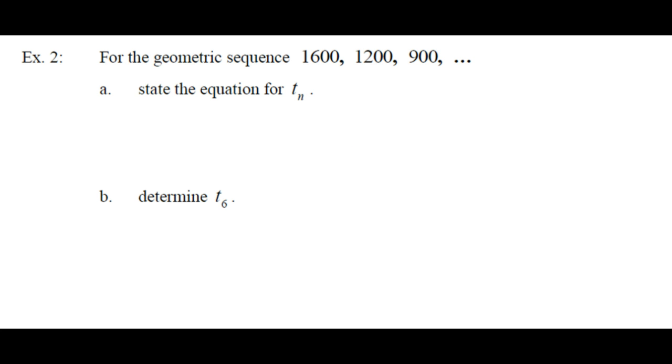For the G-max, state the equation for T sub n. So what's the first thing we've got to figure out? Well, we know T1, right? T1 is 1600. What's R? Well, it's 1200 over 1600, which is 12 over 16. They're both divisible by 4, giving us 3/4, right? Okay, we got T1, we got R. So T sub n is T1 times R to the n minus 1.